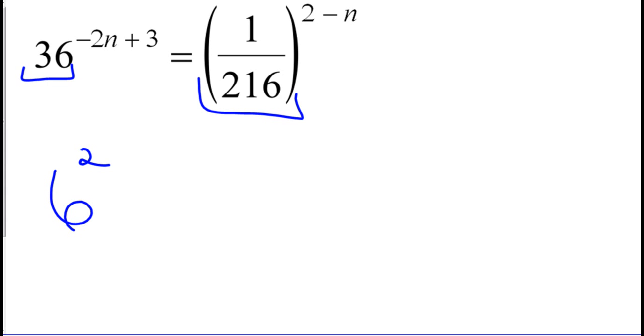When we rewrite that, we've got 6 squared. We have to remember that our actual exponent that was already there, the negative 2n plus 3, it has to come down there with me. So negative 2n plus 3 has to come back down. And that's got to equal.